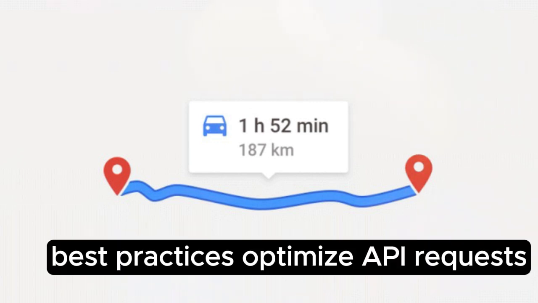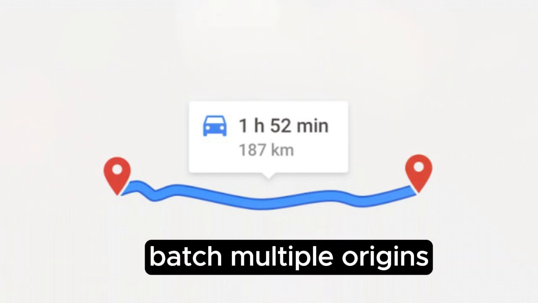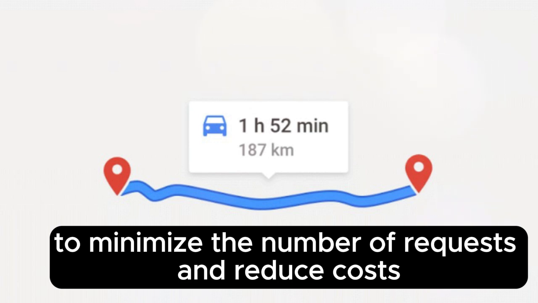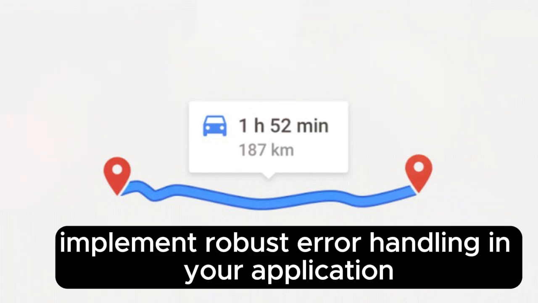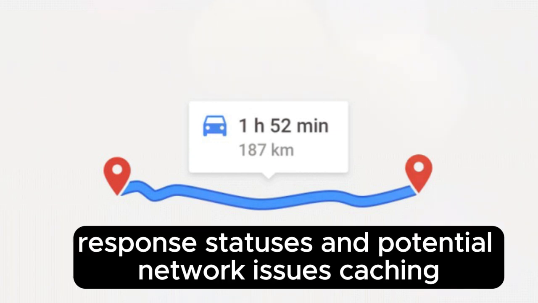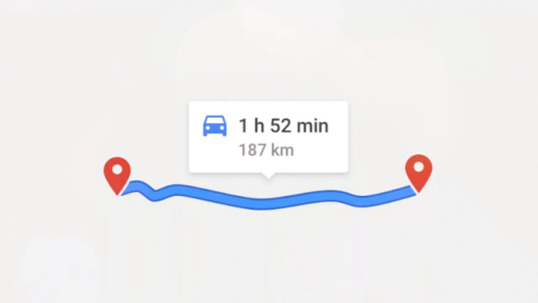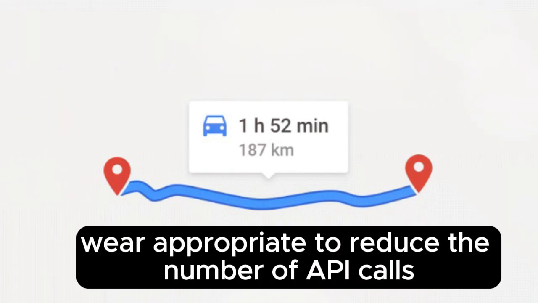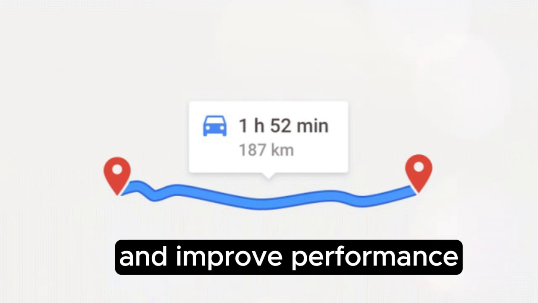Best practices. Optimize API requests. Batch multiple origins and destinations into a single request where possible to minimize the number of requests and reduce costs. Error handling. Implement robust error handling in your application to manage different API response statuses and potential network issues. Caching. Cache API responses where appropriate to reduce the number of API calls and improve performance.